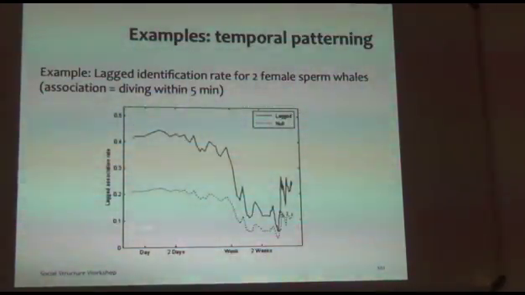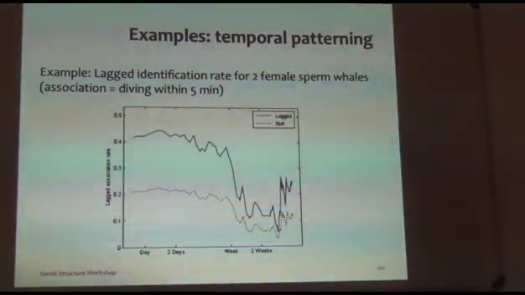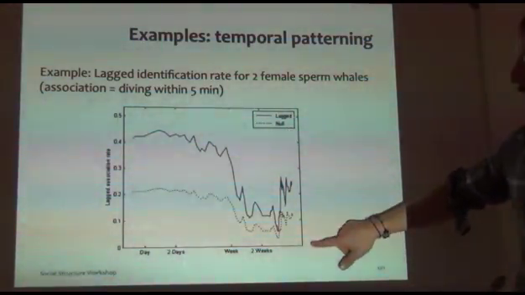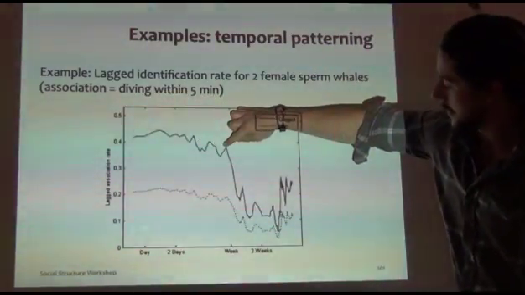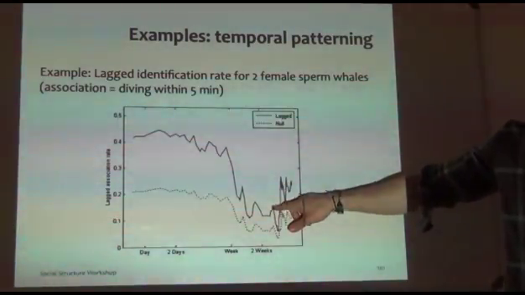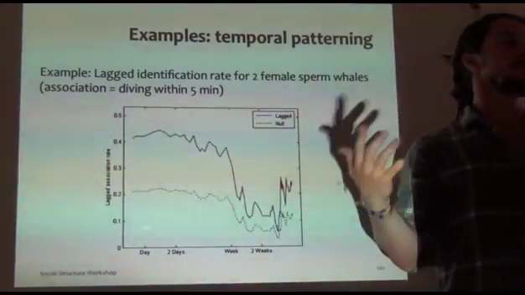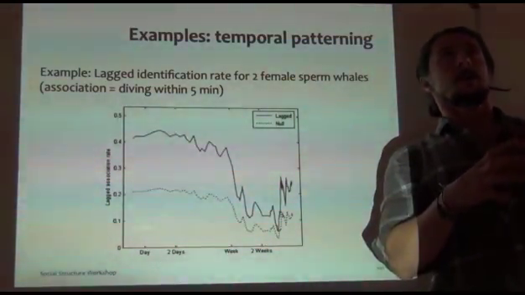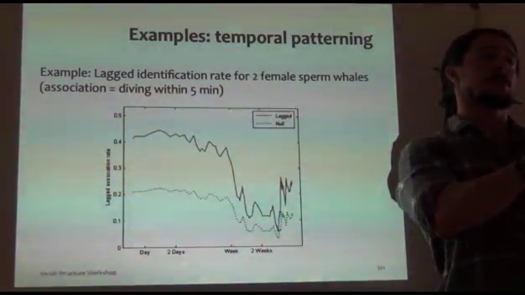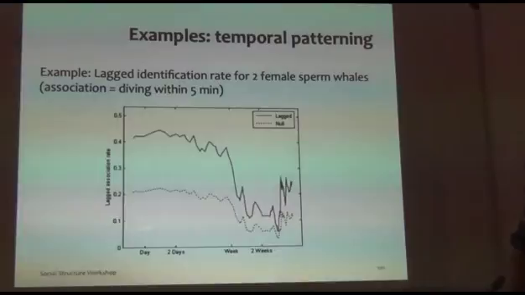With sperm whales. So association here is individuals diving within periods of 5 minutes. So we have our observed lagged association and the null one. So they tend to stay together for about 2 days, about a week, and then they tend to disassociate. So this is probably a group of sperm whales from different social units. Social units are more nearly permanent groupings that they have, but sometimes individuals from different permanent social units stay together for a few hours, a few days, and they go do other stuff.